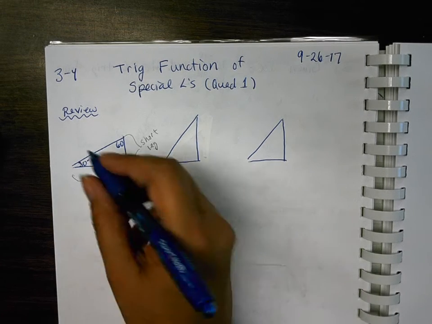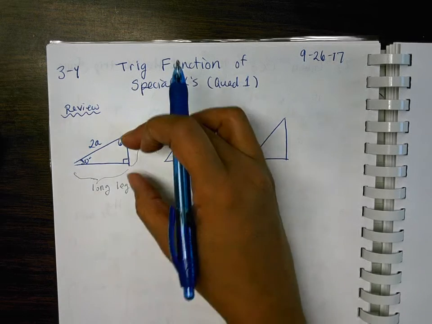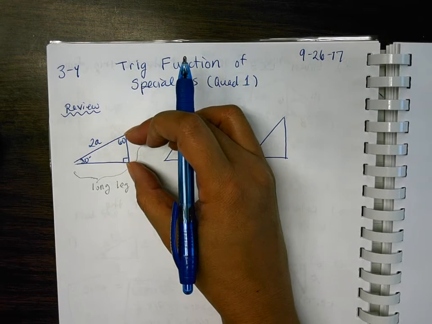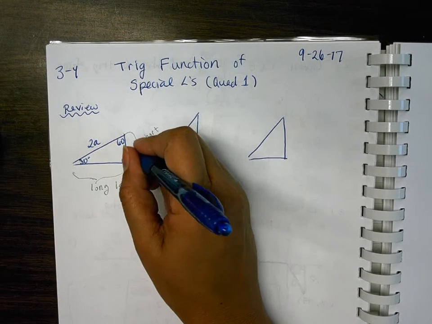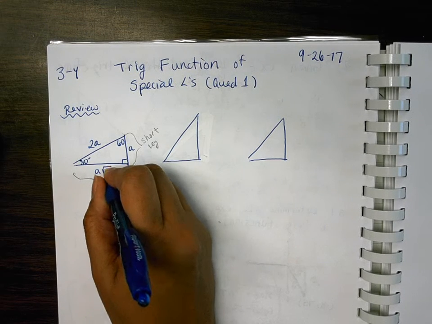2A was for the what? Okay, 2A. The smaller leg would have been A or A root 3? A. And the longer leg would be A root 3.